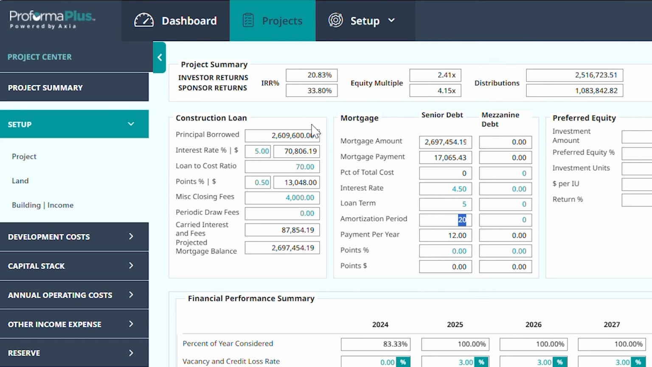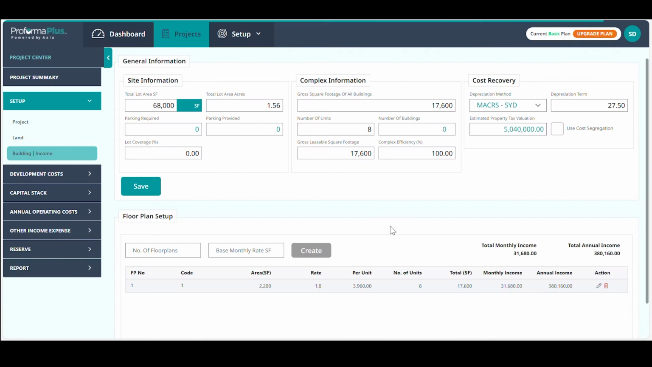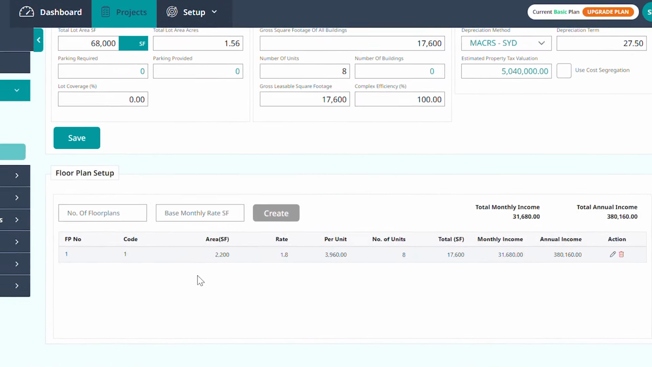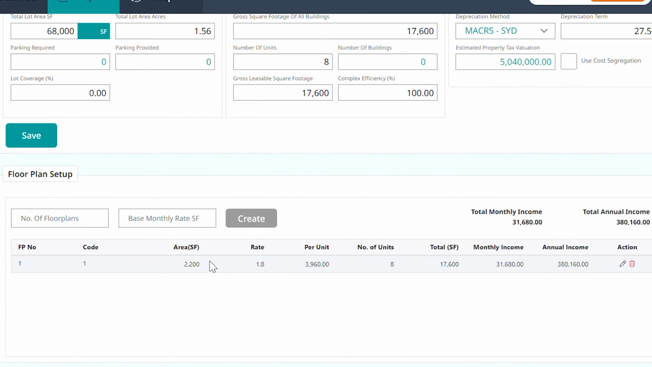And as we look at our building income here, we projected 2,200 square foot of rentable units at an average rate of $1.80 a foot, or about $3,960 per unit. Now this will make sense in just a second when I go back into the Proforma.